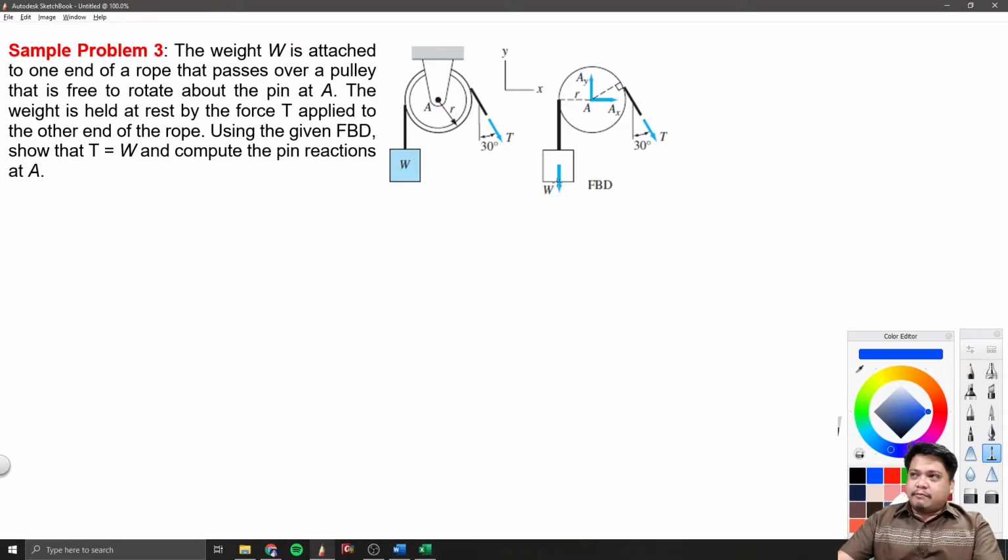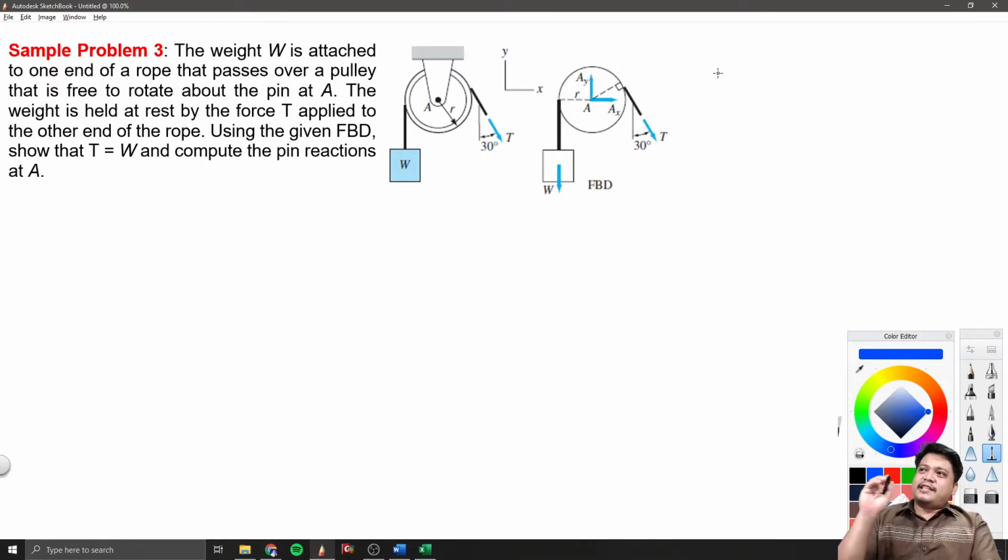Meron akong weight, binigay na niya, and then yung T palaging papalayo, no? Kasi tension siya palagi. So, you have there this one. At point A, you have there the pin. So, sabi ko, kapag pin ng connection, palaging dalawa yung unknowns. Isang horizontal, isang vertical. Okay? And we are on the XY plane, kaya AX ang binigay niya, and then the AY. Okay?